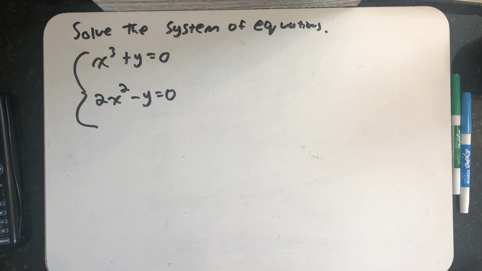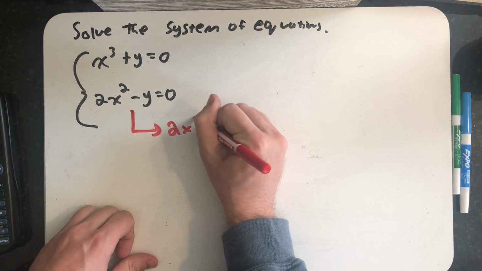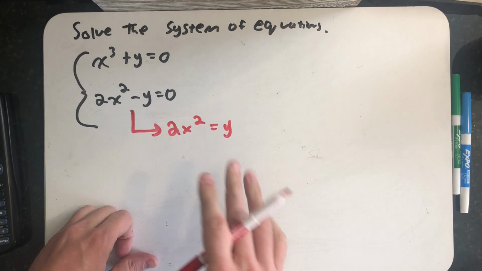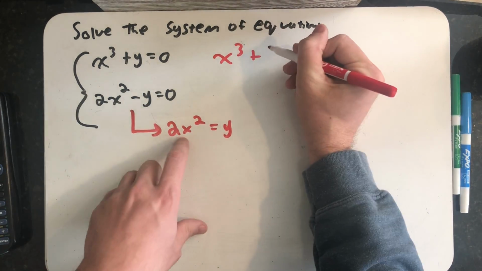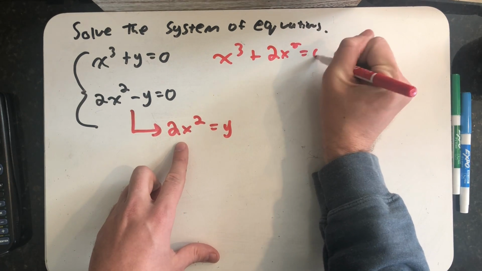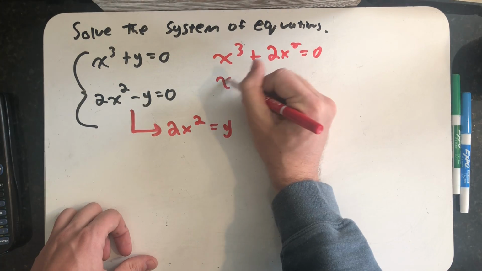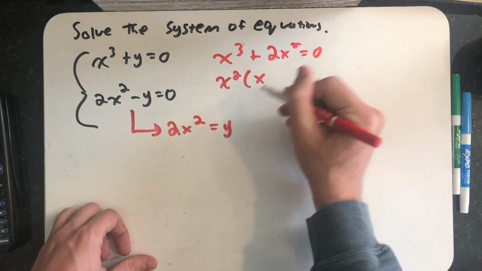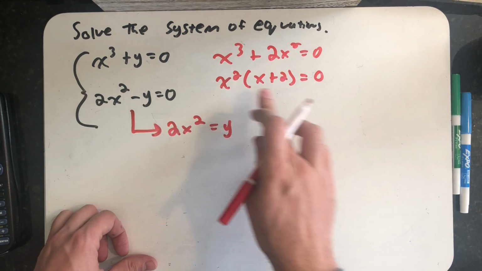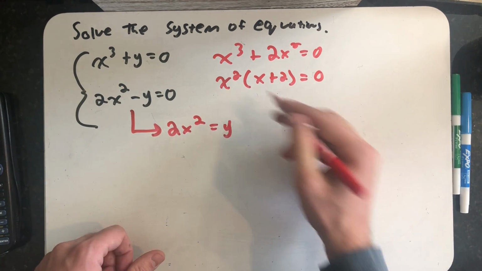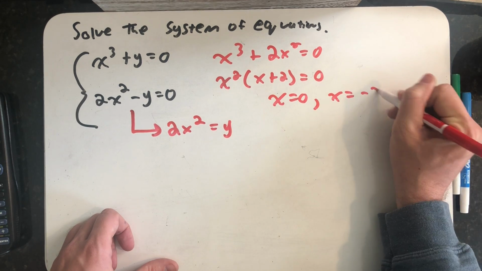Let's start with substitution. If I look at the bottom equation and I imagine adding y to both sides, I would get 2x squared equals y. I can then substitute that in for y in the first equation. So x cubed plus y, which is now 2x squared, is equal to 0. Now I have a polynomial equation I can solve by factoring. Factor out the greatest common factor of x squared, and I'm left with x squared times (x plus 2). Setting both pieces with a variable equal to 0, I have x is equal to 0 and x is equal to minus 2.